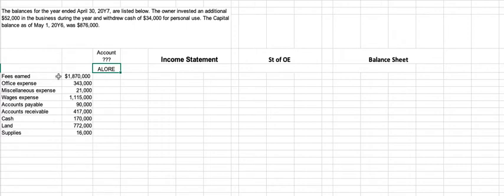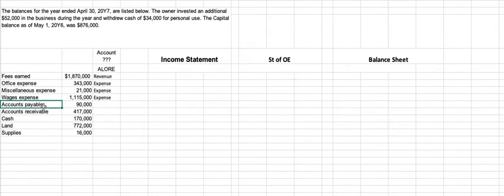And so first of all, we'll look at this one, fees earned. That's an account where we keep up with how much money we have earned. That means that it is a revenue account. Office expense, that's an easy one because it has the word expense in it, so we know that it is an expense account. Miscellaneous expense is the same way. We know that is an expense account. Wages expense will also be labeled as an expense account.